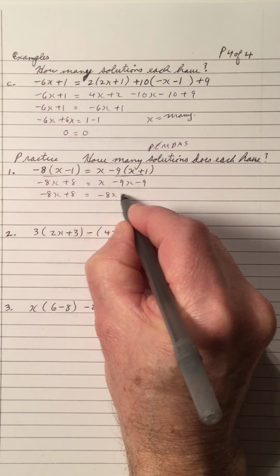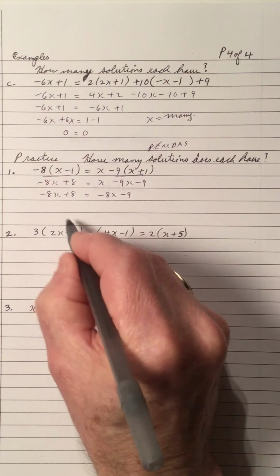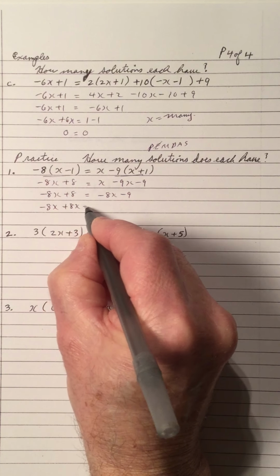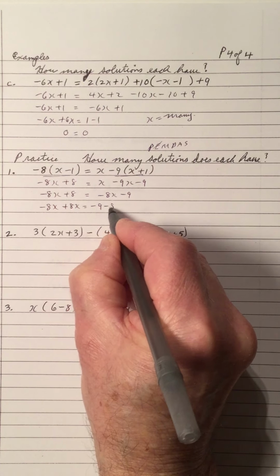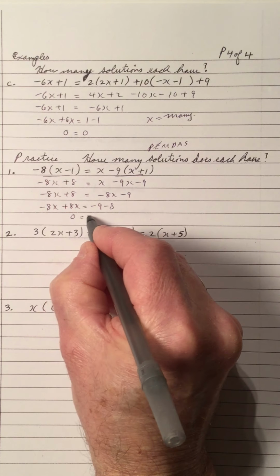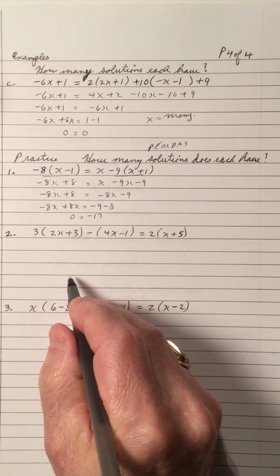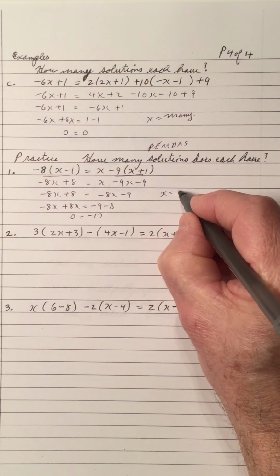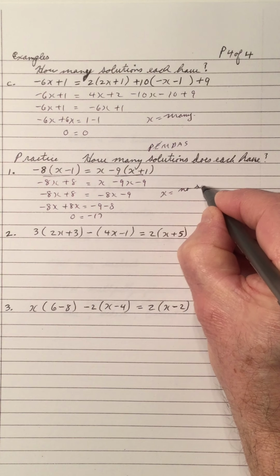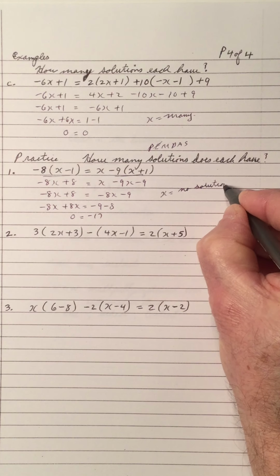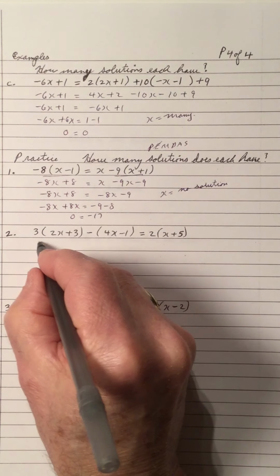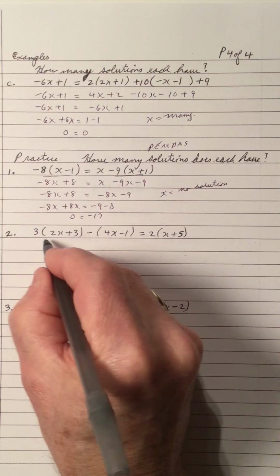Negative 8x minus 9. Add up the x's here, you get negative 8. Then the x's move to the left and the numbers move to the right. So that's a 0, negative 17. 0 equals negative 17, impossible. So there's what? No solutions here. There's no solutions to this problem. 0 equals negative 17.